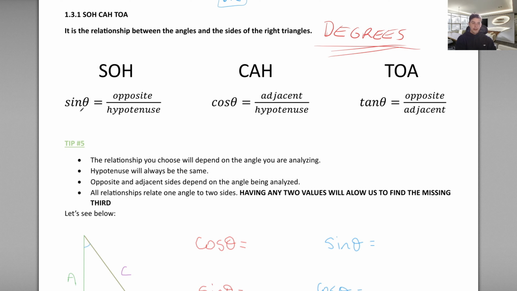So we know that the sine of an angle is equal to the opposite side of that angle divided by the hypotenuse. The hypotenuse never changes, but the sides, the opposite and the adjacent sides, depend on the angle that you are analyzing. Cosine of an angle is equal to the adjacent side of that angle divided by the hypotenuse, which never changes, and the tangent of an angle equals the opposite side of that angle divided by the adjacent side of that angle.